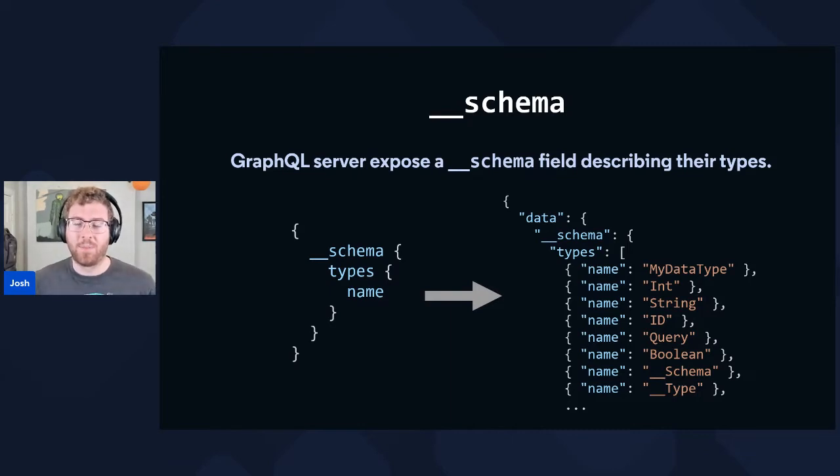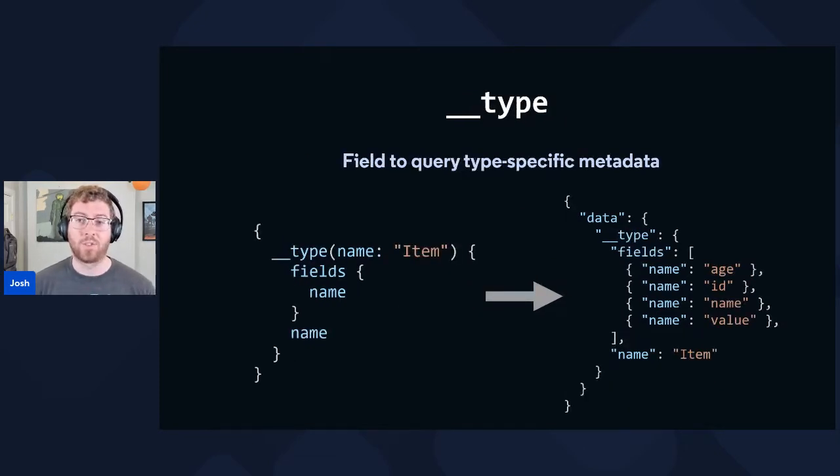And this __schema field server endpoint is going to be the root for everything I talk about today. It's going to be the root for how we introspect the names of the types available on the server and how we then query those types for things to generate, such as TypeScript types. I also want to call out the __type query you can run on GraphQL servers, which gives you specific information about a particular type.